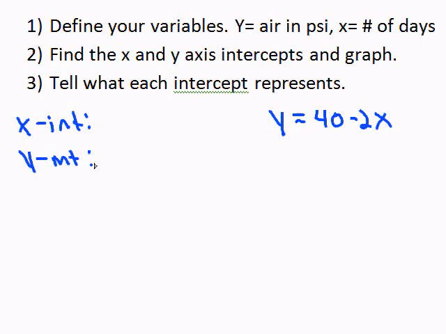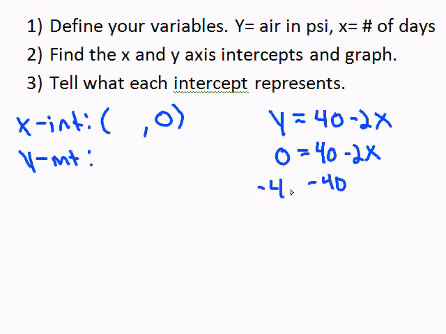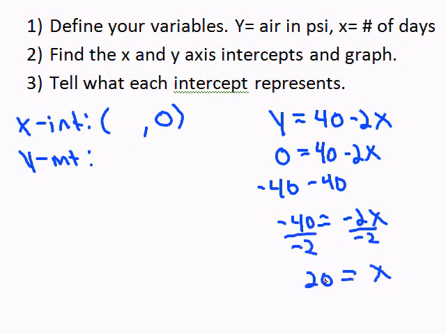To find the x-intercept, we put 0 in for y, giving us 0 equals 40 minus 2x. So again, for the x-intercept, we put 0 in for y and solve for x. Subtract 40 from both sides, and we get negative 2x is equal to negative 40. Divide both sides by negative 2, and we get x is equal to a positive 20.